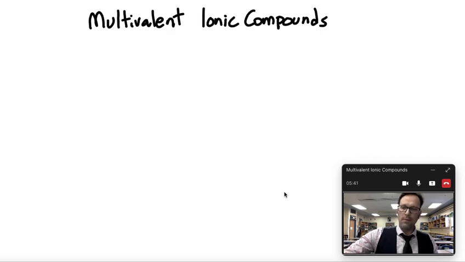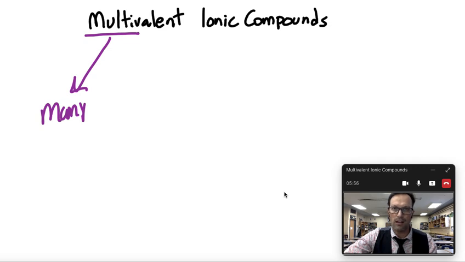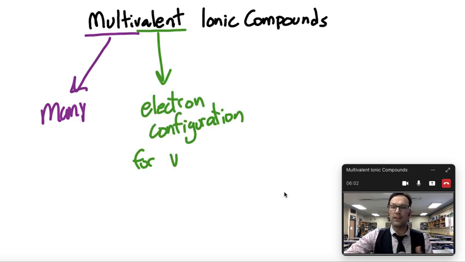Multivalent ionic compounds begins with understanding what the heck multivalent means. All right? Multi means, well, what do you think? No, I'll teach you. Multi means many. How do you like that? Did you like the suspense? Okay, I won't be suspenseful. Valent means the electron configuration for a valence shell.